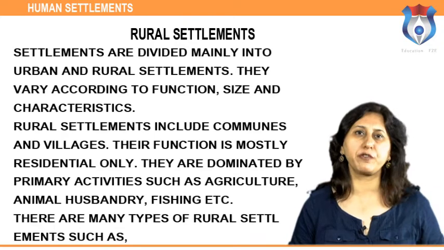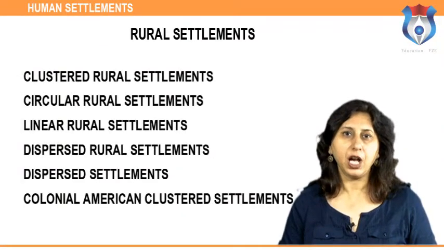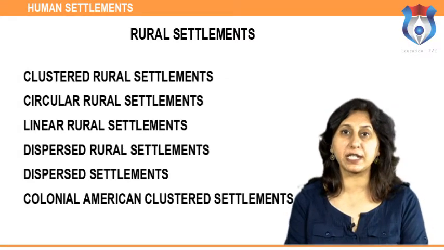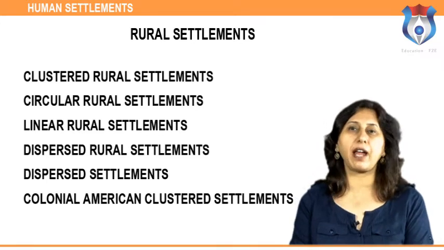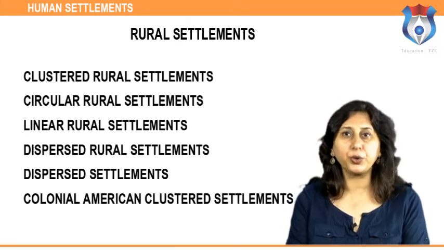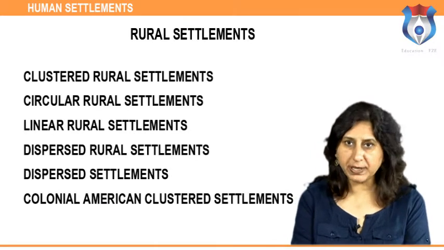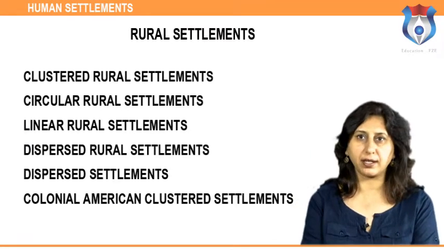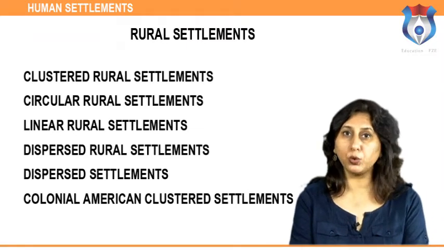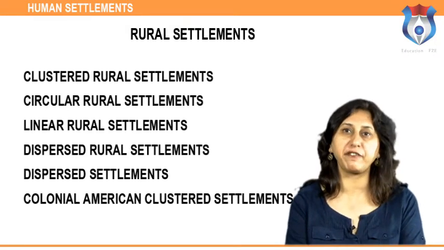There are many types of rural settlements, such as clustered rural settlements. A rural settlement where a number of families live in close proximity to each other, with fields surrounding the collection of houses and farm buildings. Circular rural settlements. The circular form consists of a central open space surrounded by structures. This model has a center with homes, barns, schools and churches, and as we move away from the center, it is surrounded by farmland.